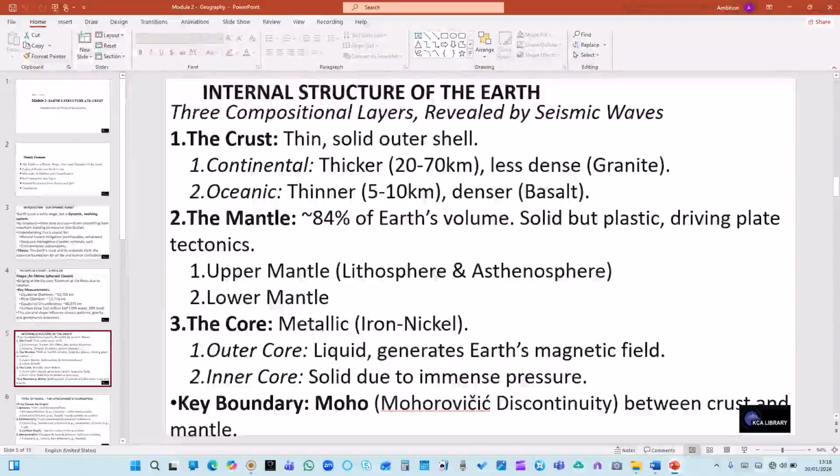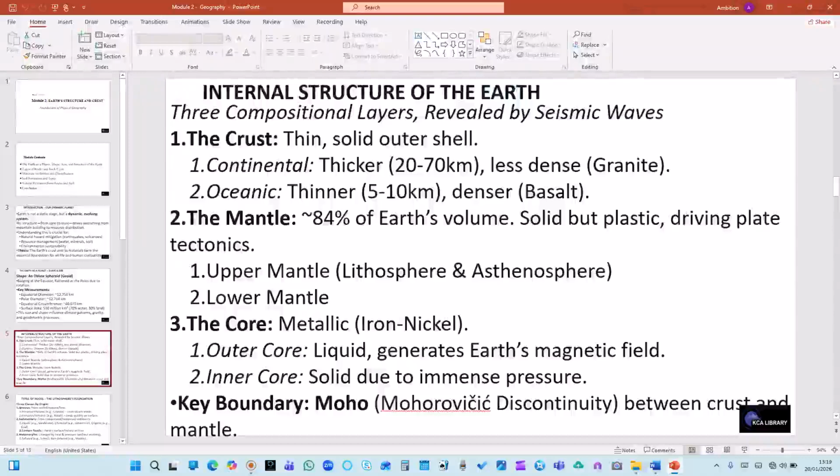It is solid but plastic, driving plate tectonics. The mantle is subdivided into the upper mantle, which includes the lithosphere and the asthenosphere, and also the lower mantle. Now the third layer is known as the core, which is metallic in nature, that is iron and nickel. It is also subdivided into two layers, that is the outer core, which is mostly liquid and generates the magnetic field, and the inner core, which is solid due to immense pressure.